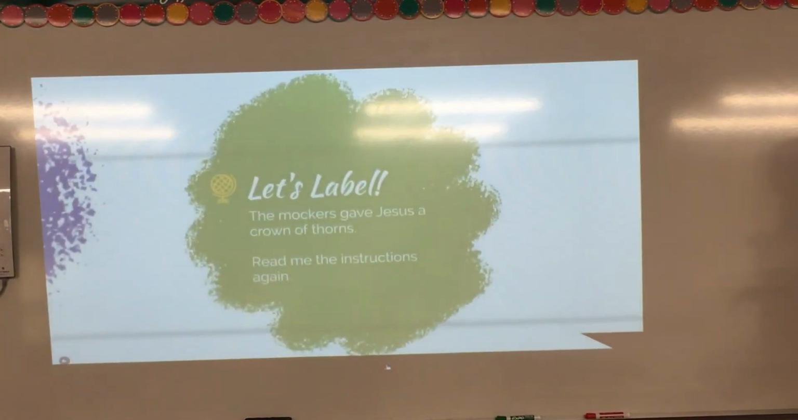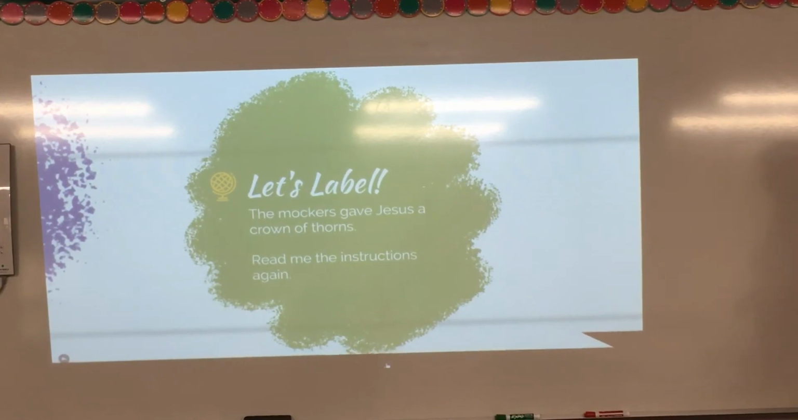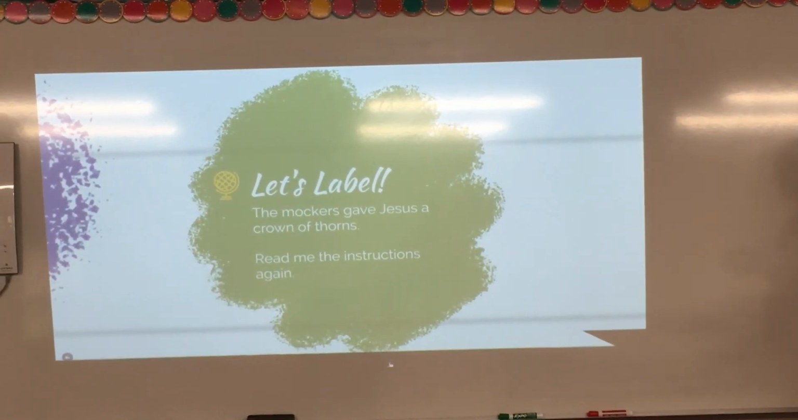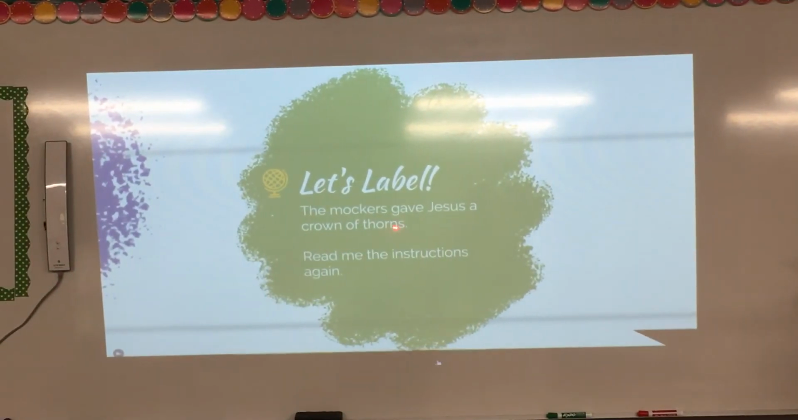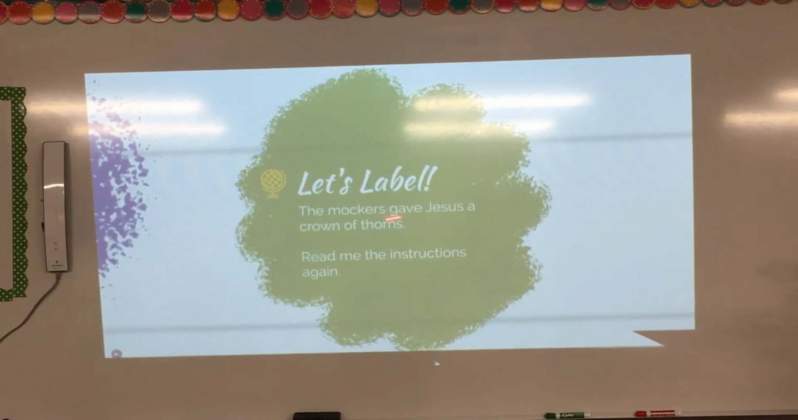All right, let's look at a couple examples. I want you to see if you can figure out these answers on your own without the color coding. The mockers gave Jesus a crown of thorns. First, let's check and see if we have any prepositional phrases in here. I see one right here, of thorns. So we know it's not going to be thorns, all right? So you can go ahead and write that off. The mockers gave Jesus a crown of thorns.